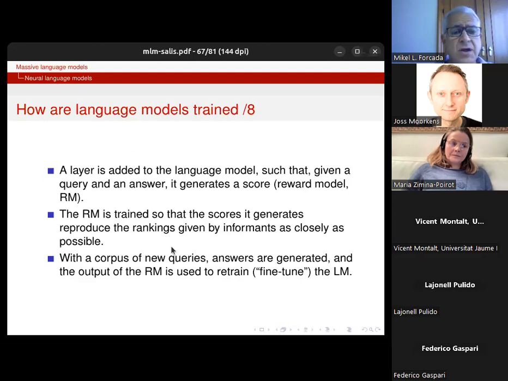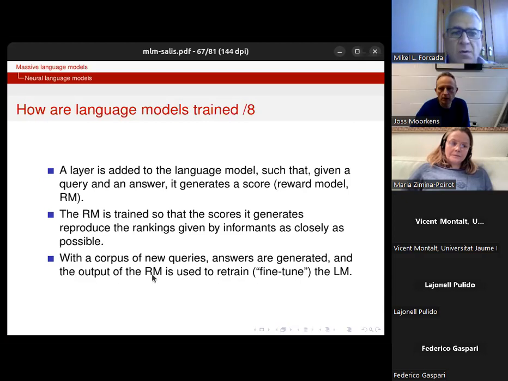And with a corpus of new queries, you generate these answers, and the output of the reward model is actually used back to retune the language model. So the language model uses the reward model to retrain itself, and that reward model is informed by human feedback. That's probably the crucial part of the models that have changed them completely. This human feedback introduced into a reward model steers the training of the neural net.